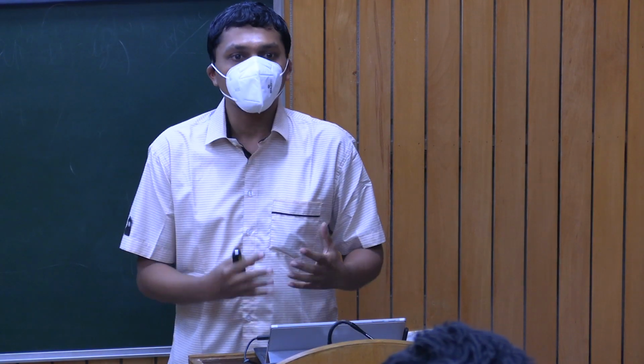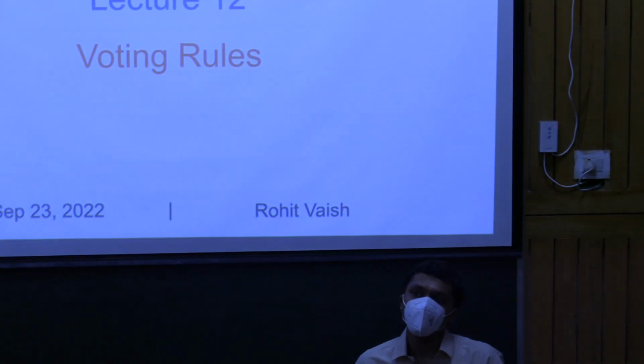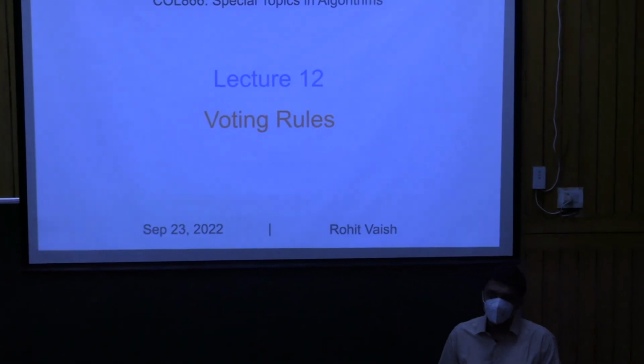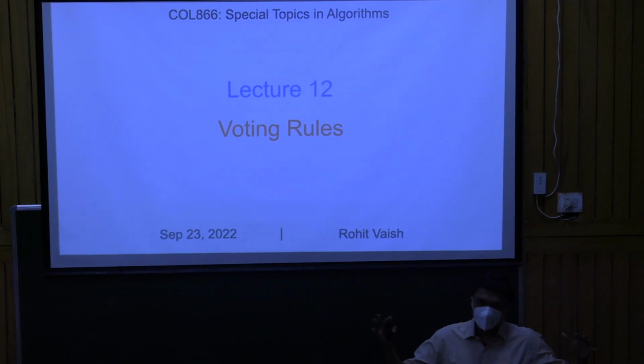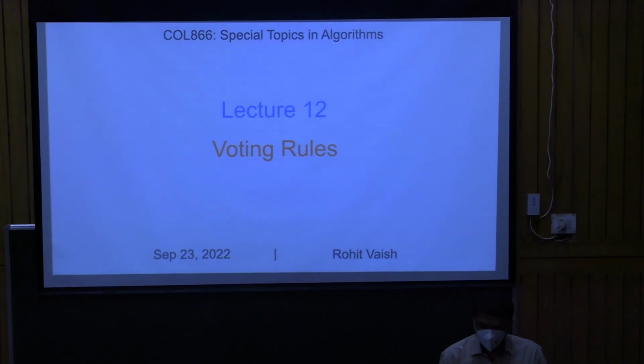So far we have been looking at two pillars of social choice, which are matching problems and resource allocation problems. And today we'll start with the third pillar in some sense of social choice, which is voting. And you'll observe that in some sense voting actually generalizes the two problems that we have been looking at so far, matching and resource allocation. So it's a broader framework that encompasses the earlier problems that we have been looking at.